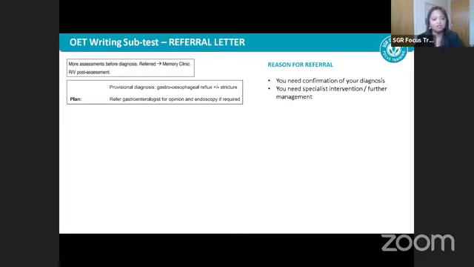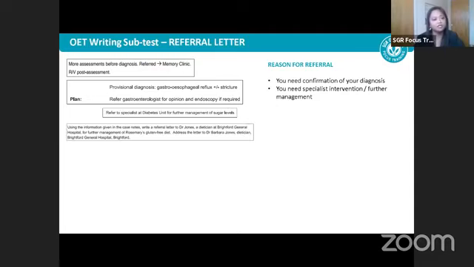In other instances, you will need specialist intervention or further management. These are letters that are quite typical for diabetes or hypertensive patients, patients that need long-term care, or require constant medical care.